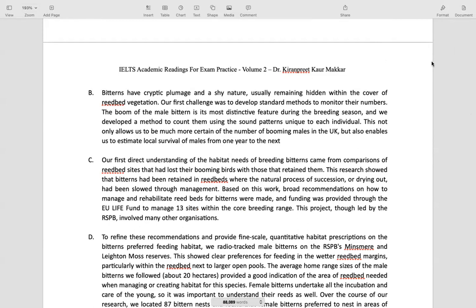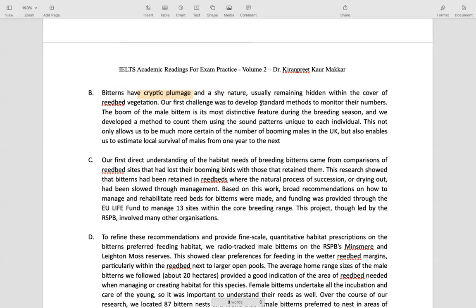Bittern has cryptic plumage and a shy nature, usually. Meaning till here, then move forward. It basically defines the nature of the bittern. So what kind of nature do they have? It is shy and cryptic plumage. You don't know this meaning? Let's leave it. I'll tell you the meaning after we do this question. So they have a shy nature.